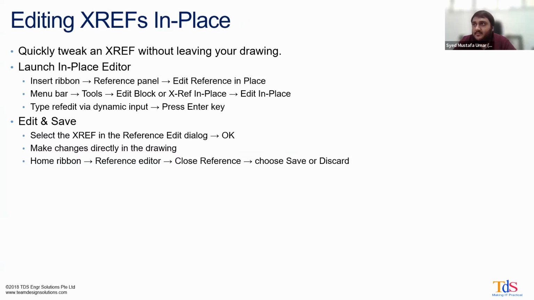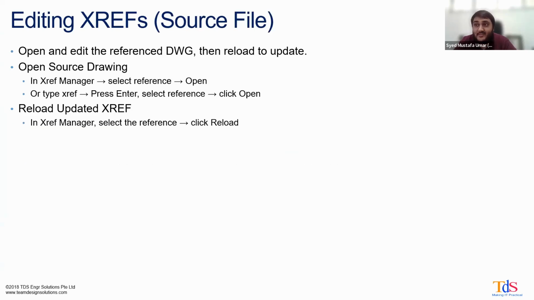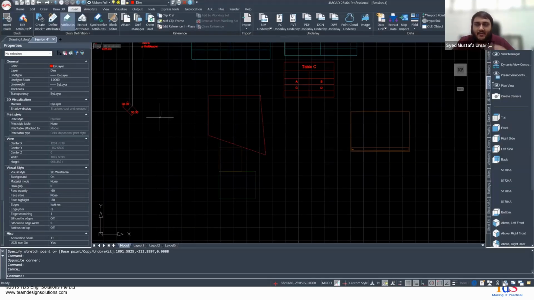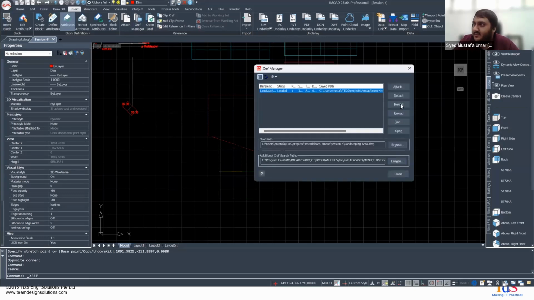Editing XREFs, you can do that within the source file. So that's, I mean, the best way you probably want to do it, where you can open up a source file, or I guess for this, we would open up landscaping area, maybe make some edits to it, and then once we open up the XREF manager, it'll give us the ability to reload it, so that we stay up to date.